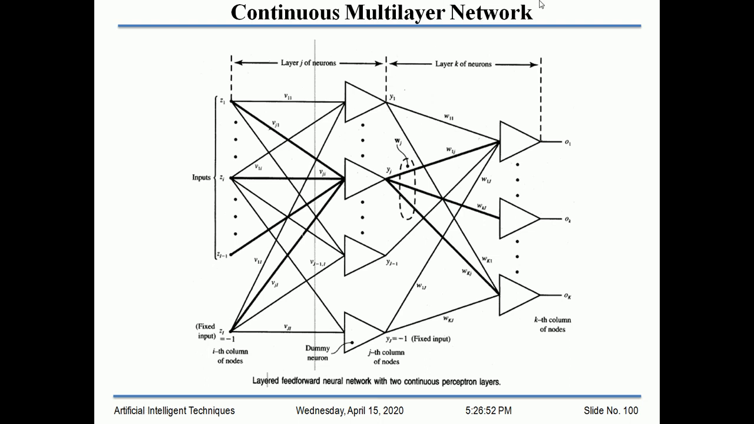Now these outputs of the hidden layer are connected to the output layer of neurons. So you can see here, this is also a fully connected network.